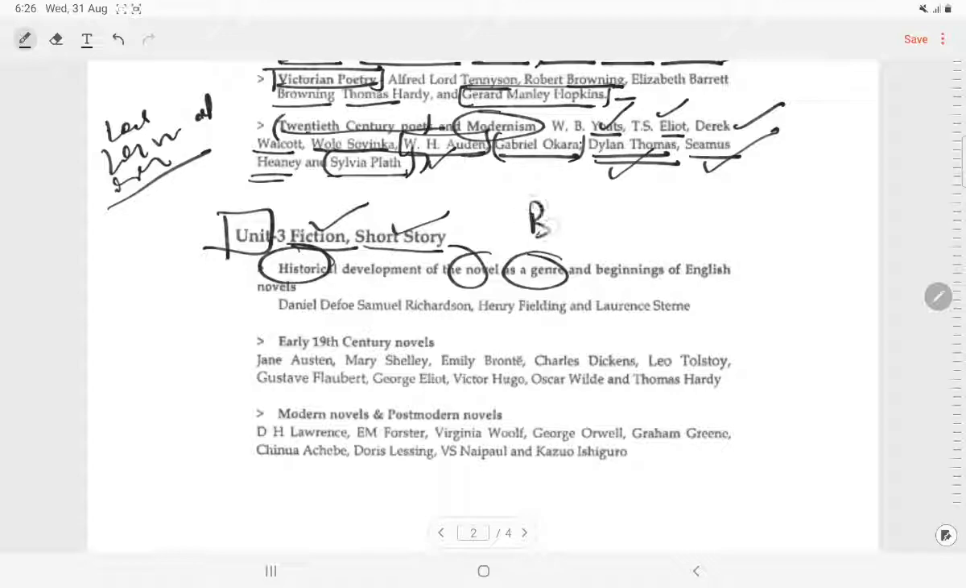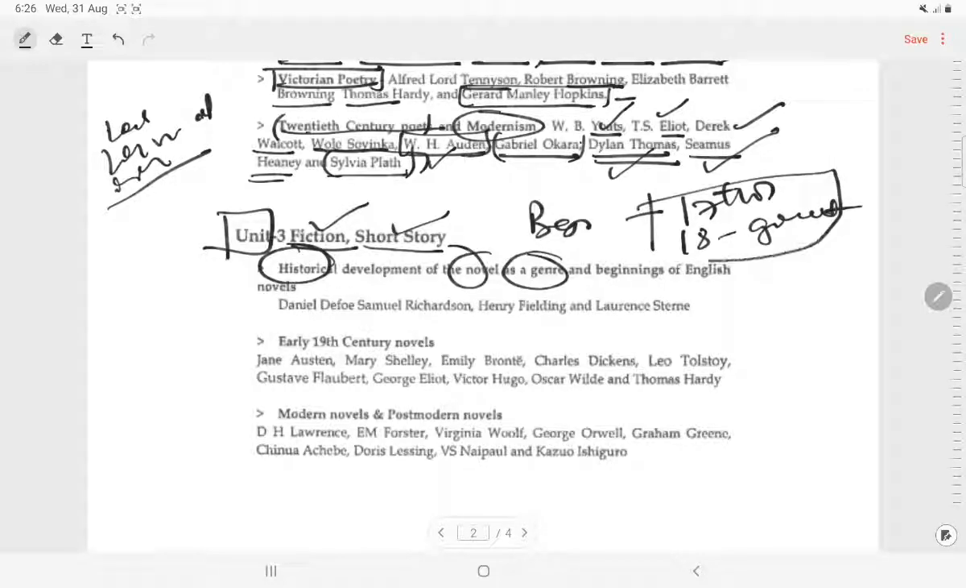So the beginning of the English novel, in short: the 17th century is the beginning, and the 18th century is the great era of the novel. So that's why we have to study these two literary ages in the context of the development of the novel. So they have given beginnings of English novels. Anyway, we have to make a list of the early novels and the novelists.